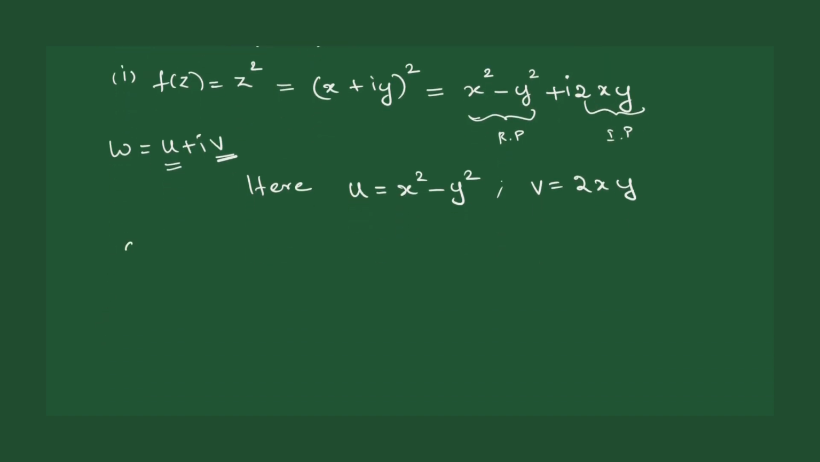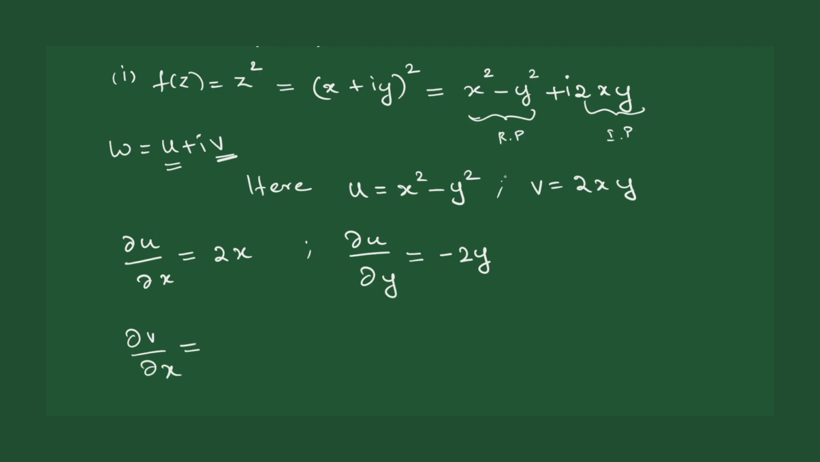So we have to find dou u by dou x. Partially differentiating u with respect to x gives 2x. Similarly, dou u by dou y is minus 2y. Next, dou v by dou x, differentiating v with respect to x, gives 2y. And then dou v by dou y is 2x.